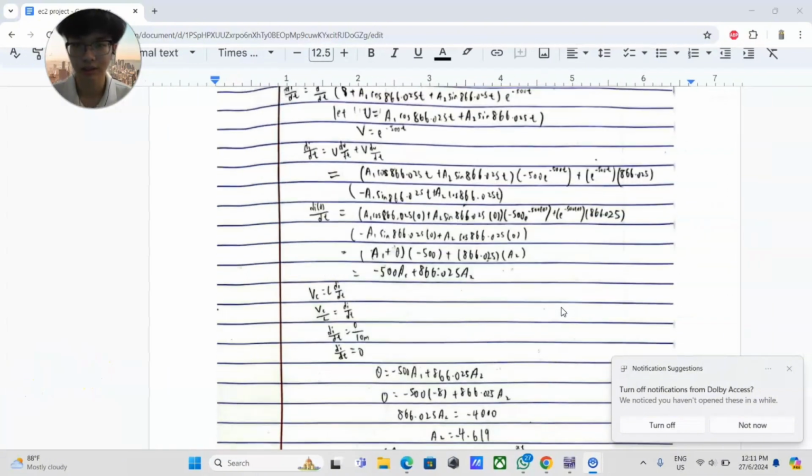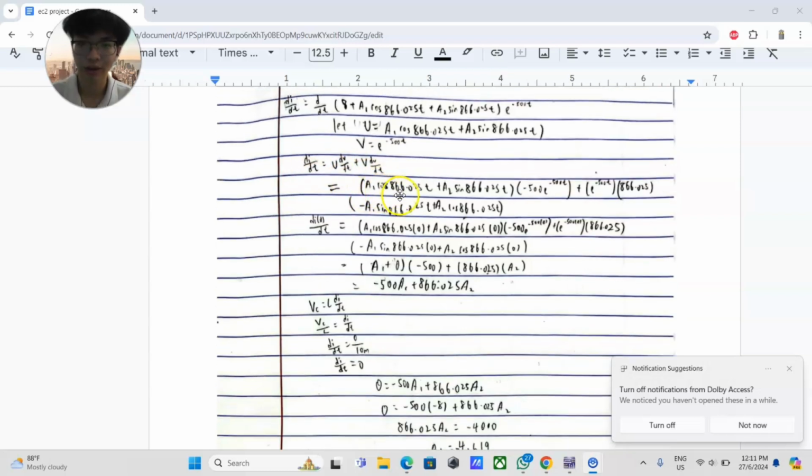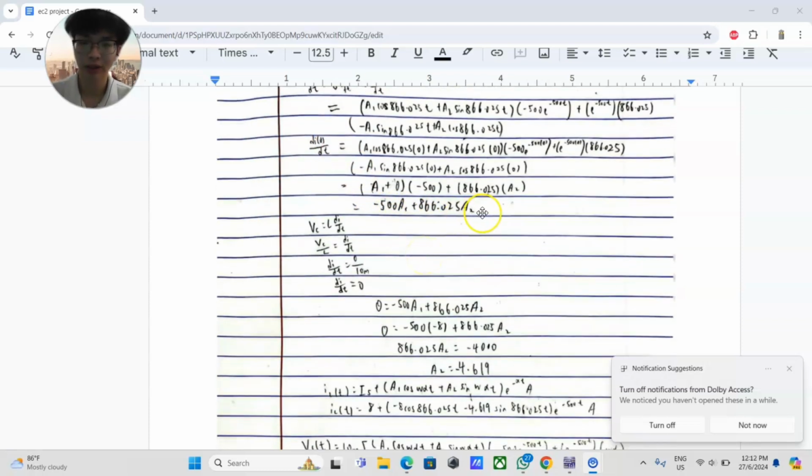This is the product rule, and we can find it is equal to A1 cos 866.025t plus A2 sin 866.025t, times negative 500 e to the negative 500t, plus e to the negative 500t times 866.025 times negative A1 sin 866.025t plus A2 cos 866.025t. After that, we also apply the initial condition, that is, we assume t equal to 0, and we find negative 500 A1 plus 866.025 A2.